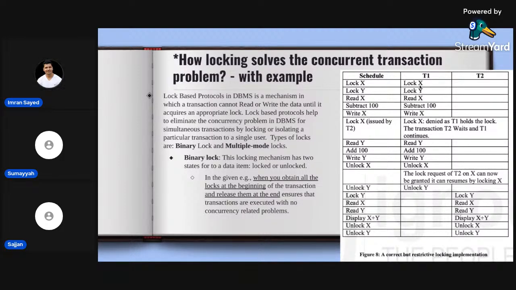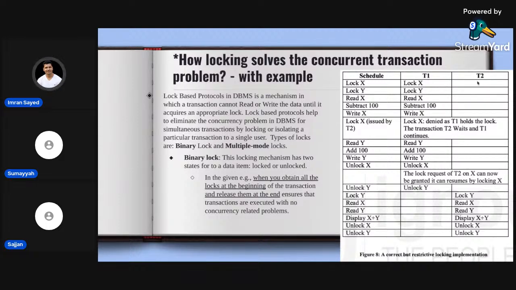So let's say you want to perform some transaction on X and Y, you have to put a lock in the beginning itself. You can't put a lock on X, then work on it, then all of a sudden you want to work on Y, then you apply the lock. You have to acquire all the locks in the beginning on the items you want to modify. So here we are applying those locks and then working on it.